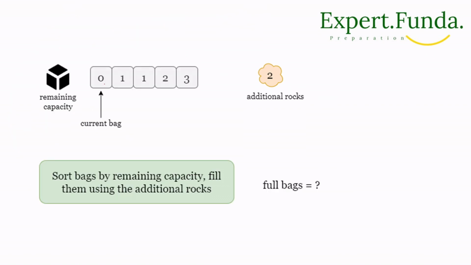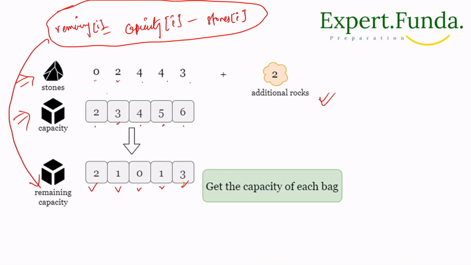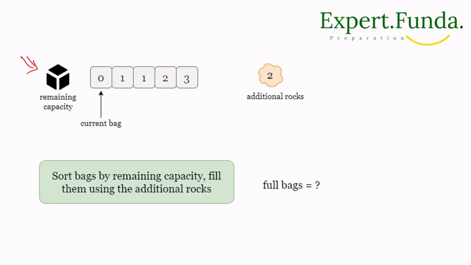Now we have a remaining capacity, so we will talk about only this one. You can see here, we have not done sorting, correct? Now we have done sorting. So we have sorted the remaining capacity of the bags, and by sorting the capacity we have to fill them with additional rocks. Now we will start filling. No full bag is here currently, right?